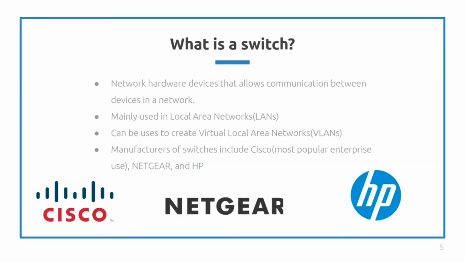Well, what is a switch? Switches are network hardware devices that allow communication between devices in a network. They are mainly used in local area networks, and most importantly, they can be used to create VLANs, which we will discuss later. Some common switch manufacturers are Cisco, Netgear, and HP. In most enterprise environments, you will most likely be encountering the use of Cisco switches, and we will have a demo in using them in the next video.